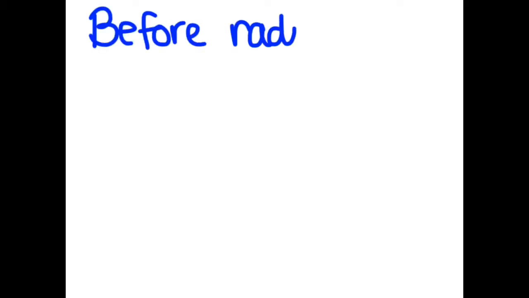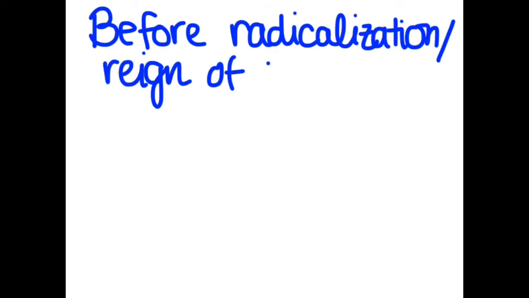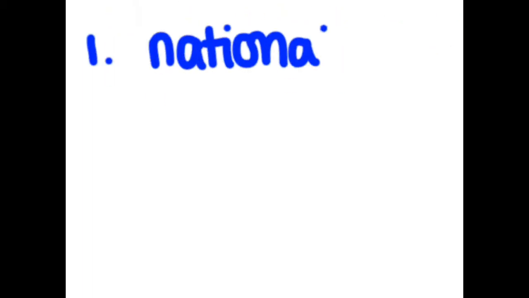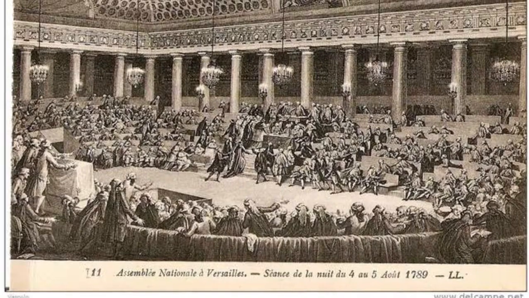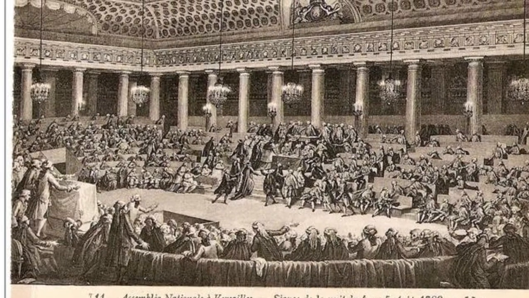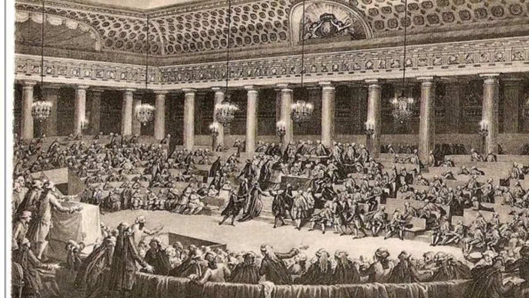This is quite similar to the first form of government in France before radicalization occurred, which was the National Assembly. To sum up, a group of men got together in 1789 with the idea that the king should make reforms so that the people would have enough food to eat.